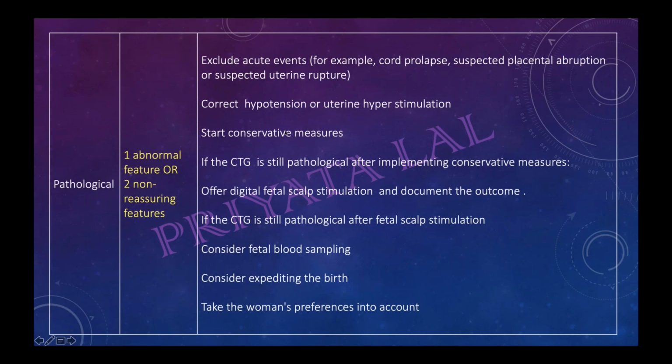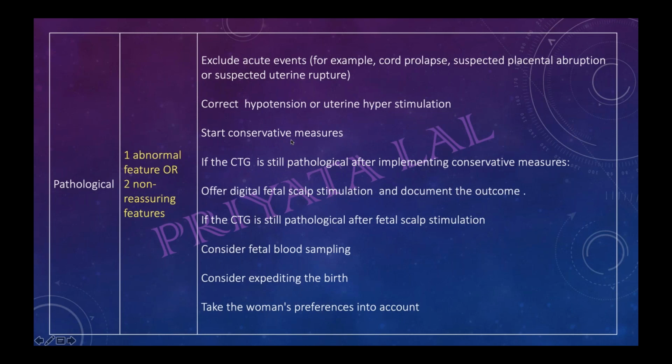For example, if you are dealing with cord prolapse, what you will do is expedition of the birth. But if these features like prolapse, abruption, and uterine rupture are ruled out and the CTG is pathological, then we have to choose, because sometimes they will give fetal scalp stimulation, FBS, and conservative measures all as options. Which one do we choose?